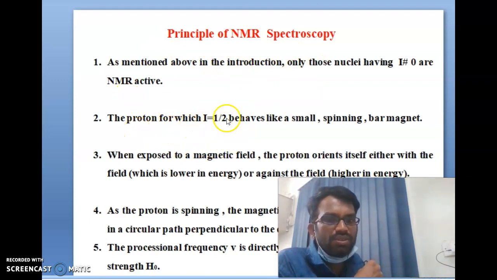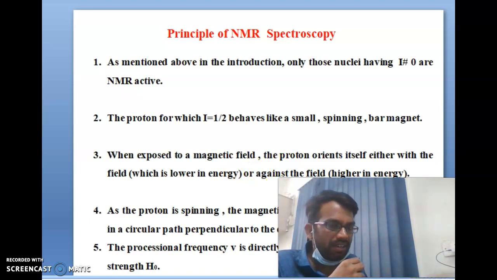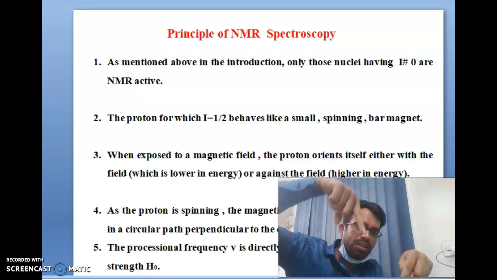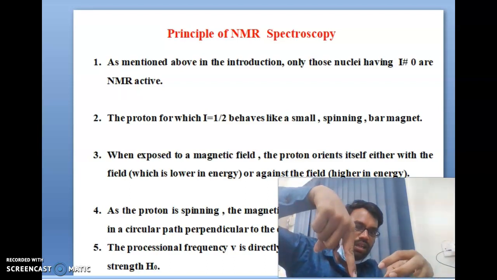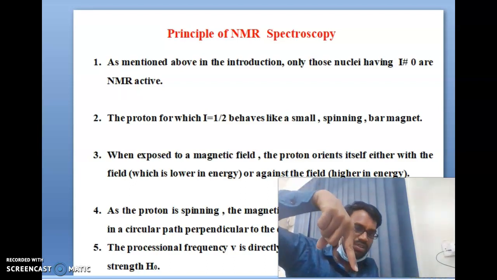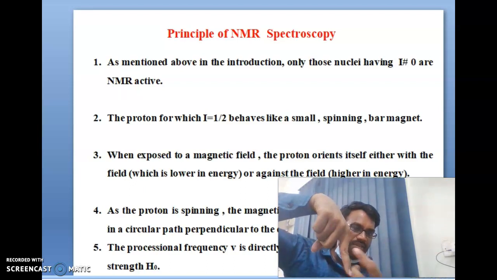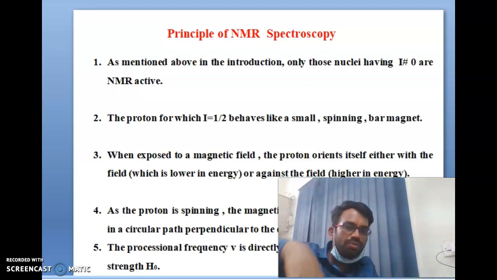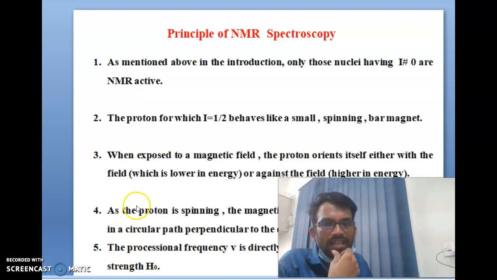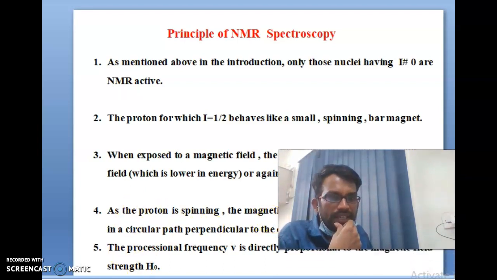The proton, for which I is equal to 1/2, behaves like a small spinning bar magnet. When exposed to a magnetic field, the proton orients itself. When you expose your compound to a magnetic field, the proton starts to orient. As it absorbs energy, it goes from the lower to the higher energy level. This is the main principle of NMR spectroscopy. As you can see in the fourth point, the proton is spinning in the magnetic field.